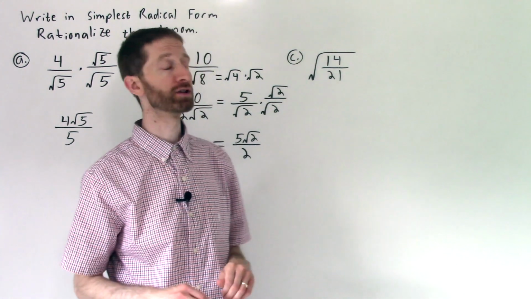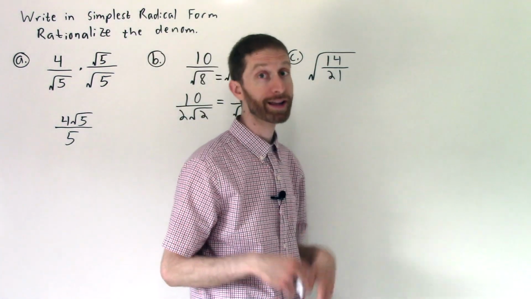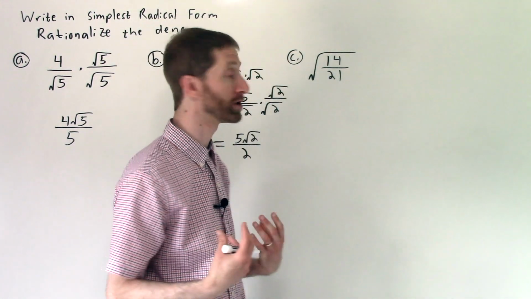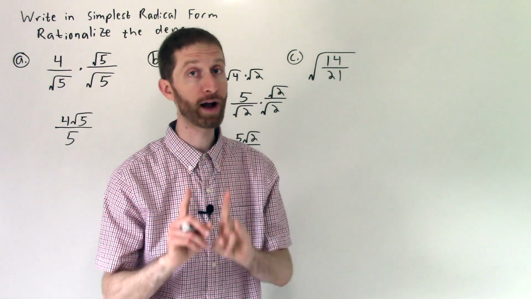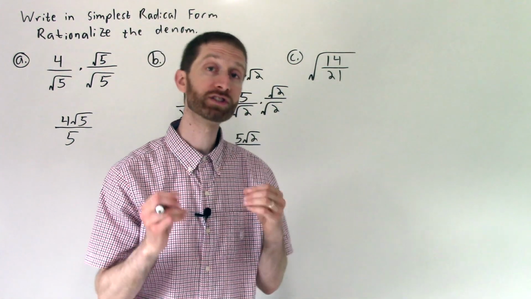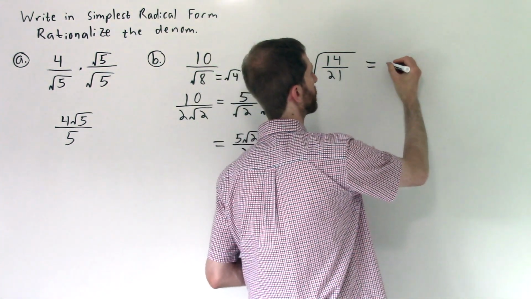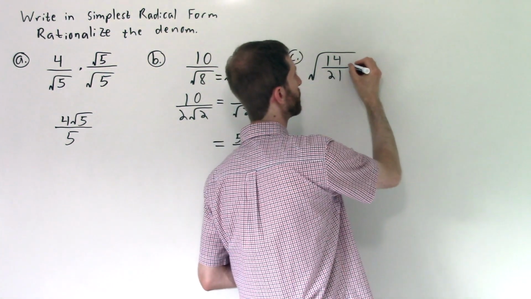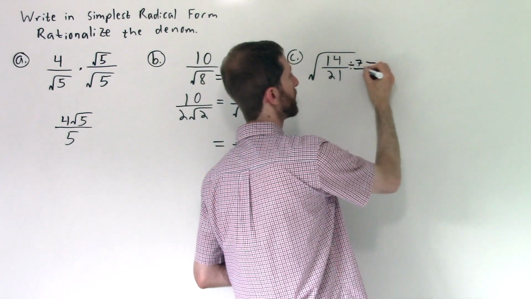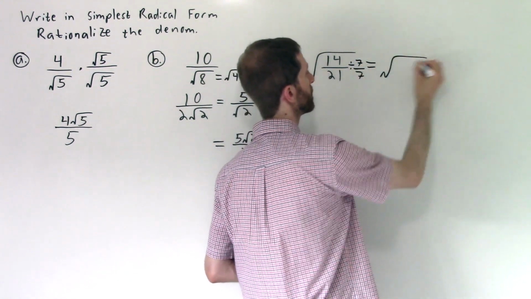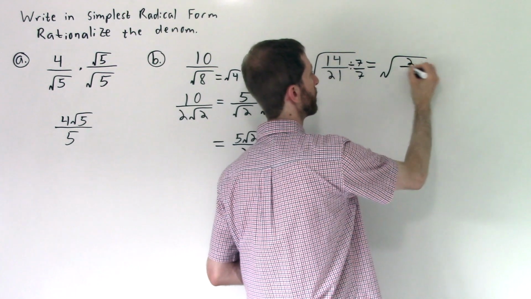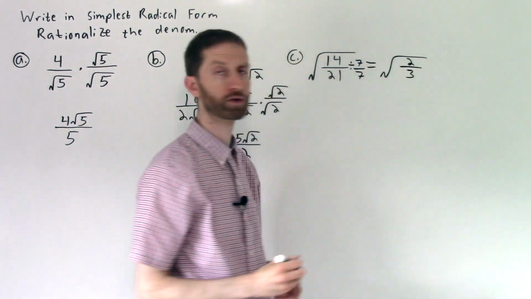Now we've got a fraction, 14 over 21. They're both underneath the radical, so what I would do is, as always, if you have a fraction and they're both under the radical, simplify what's under the radical first. It makes life a lot easier and the number's much smaller. So 14 over 21, we can divide numerator and denominator by 7, and that leaves me with the radical of 2 over 3, the square root of 2/3.